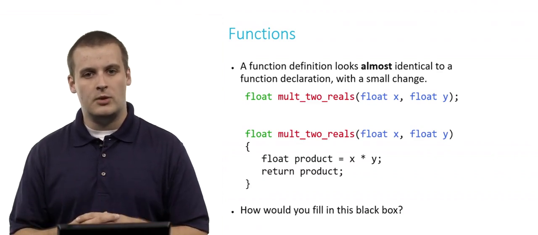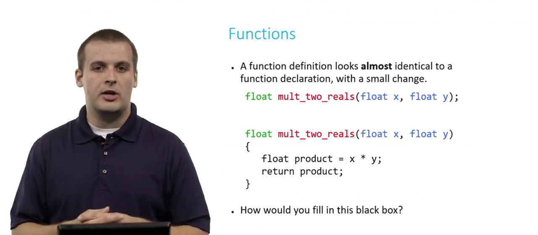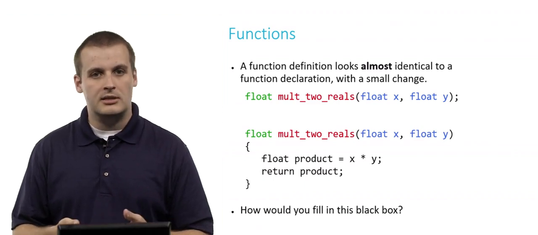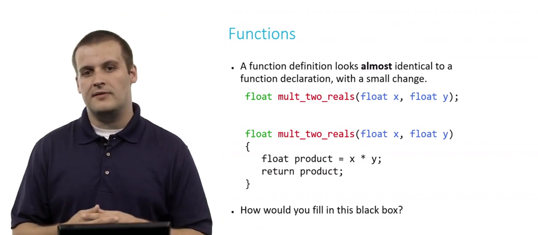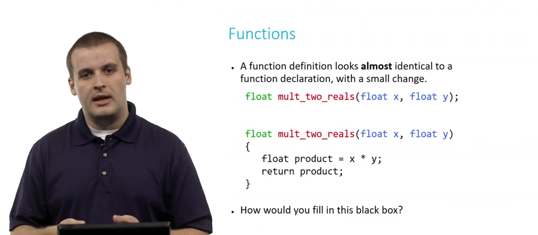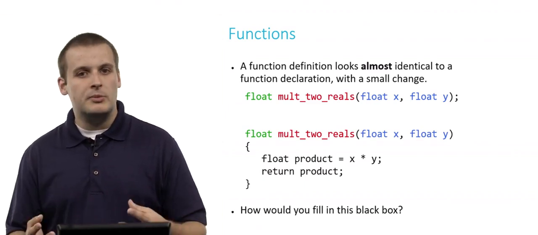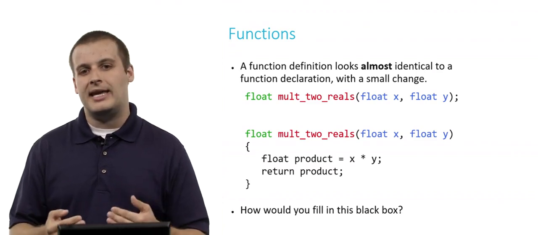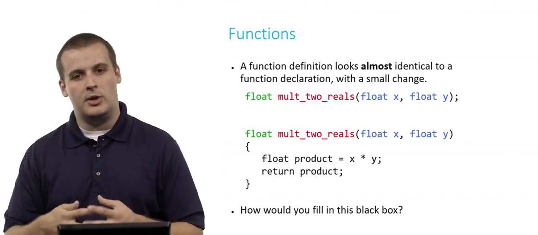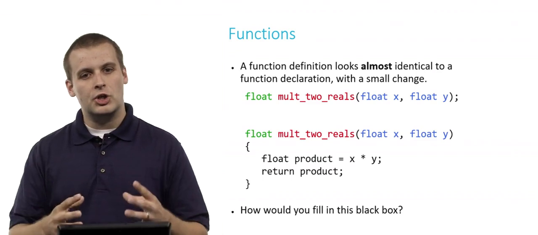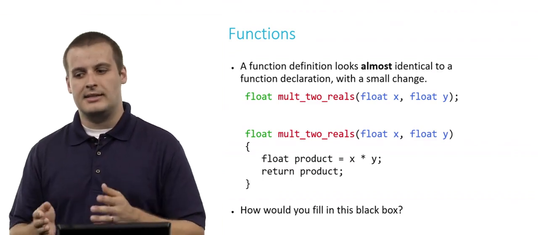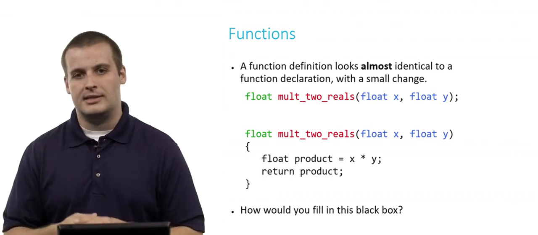Here's one way to implement it. We could declare a new variable of type float called product and assign that variable the value x times y, and then return product. What does return mean here? Well, return is the way we indicate how we're passing the output back out. So return something is the same as saying this is the output of the black box. So that's how you do it.